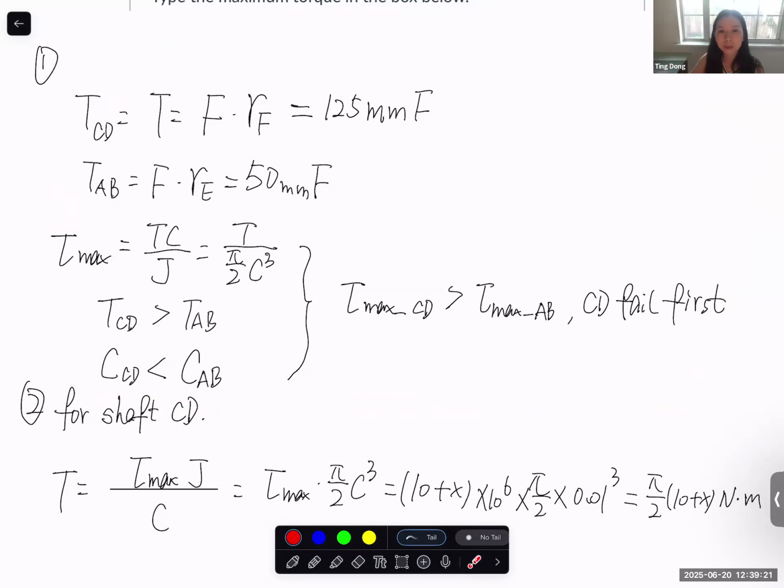What's your big picture? I basically just found the max torque for each section, and then I used those two torques to find what the torque would be for the next. How can you find the maximum torque in each section? I mean, the force is not given.